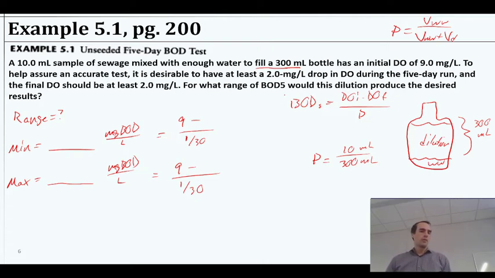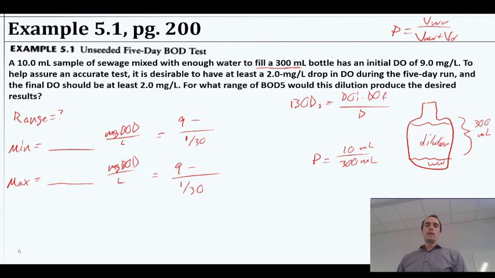All right, so you can see I've done most of it so far. The P is 10 over 300, 300 milliliters total in the volume, which is dilution plus wastewater. It's because we filled a 300 milliliter bottle. 10 is the volume of the wastewater. If we needed the volume of dilution, that should be 300 minus 10, right? 290, but we don't really need it. So P is 10 over 300 or 1 over 30.